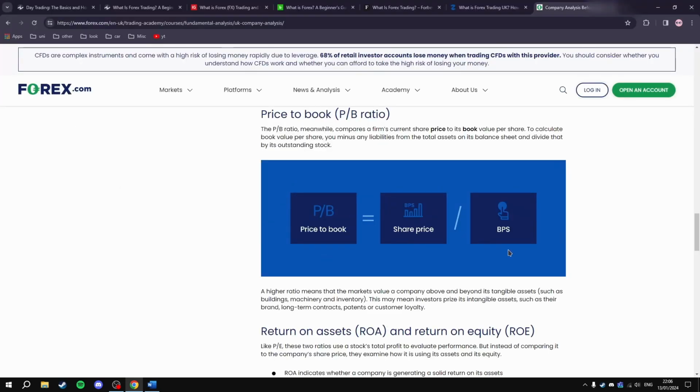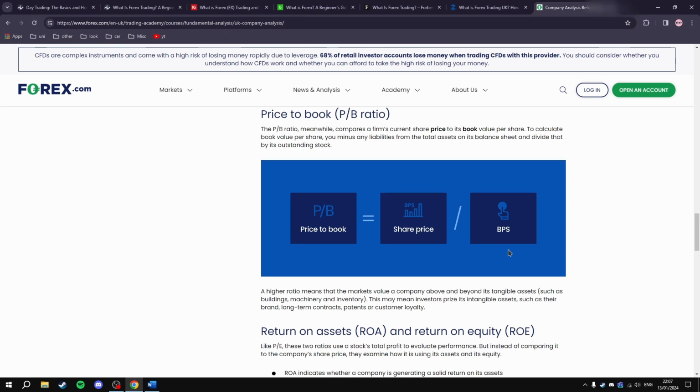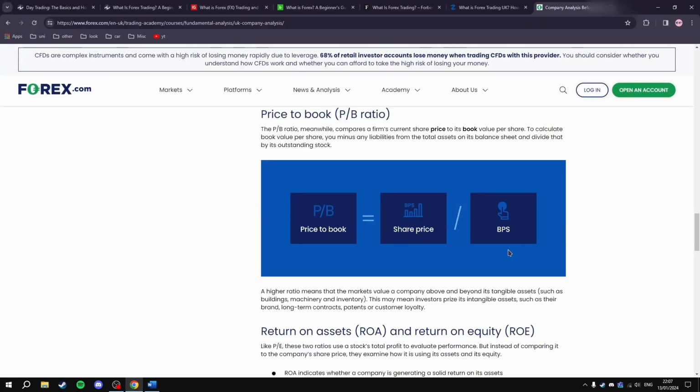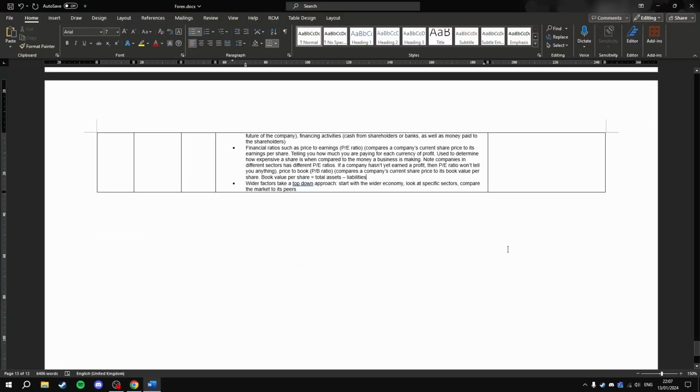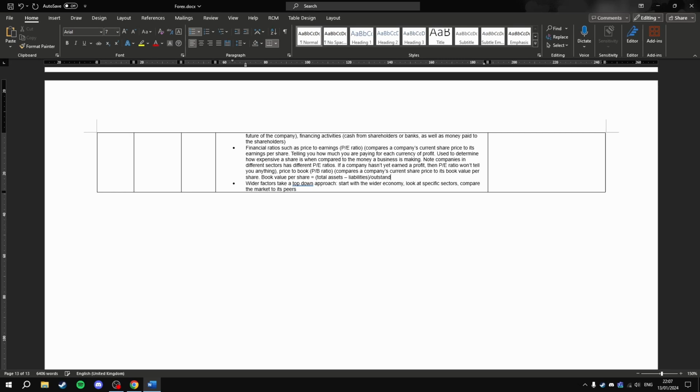To calculate book value per share, you subtract any liabilities from the total assets on its balance sheet and divide that by its outstanding stock.